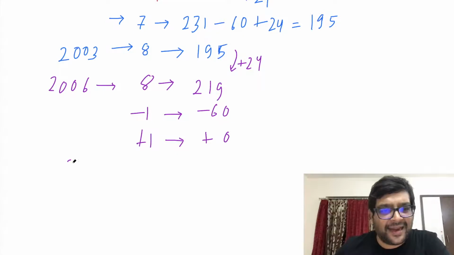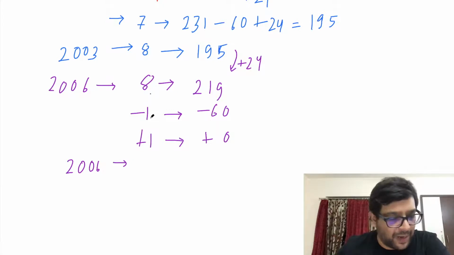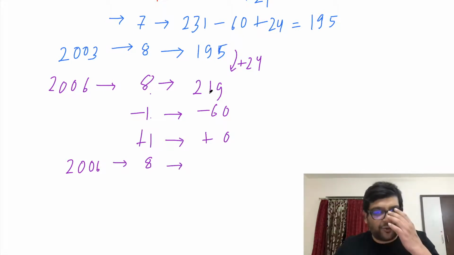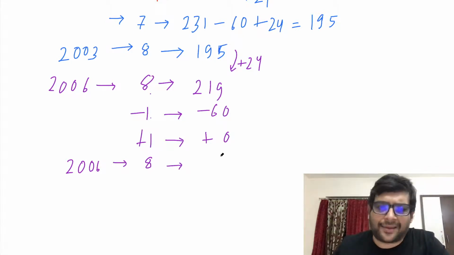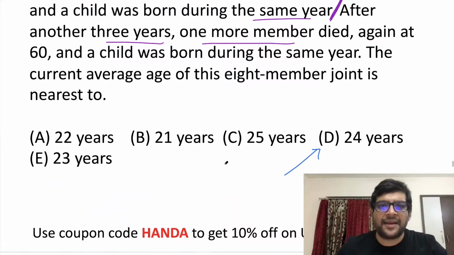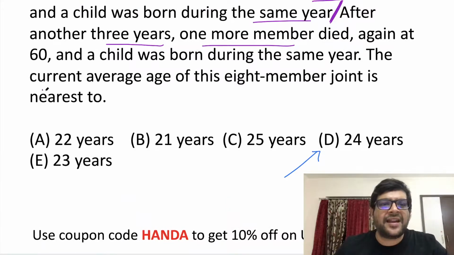So at the end of 2006, what is the total number of people? 8 people were there in the beginning. One guy died, one guy got added. So 8 people are there. And the total age 219 minus 60, that is 159, is my total age. Then the current average age.